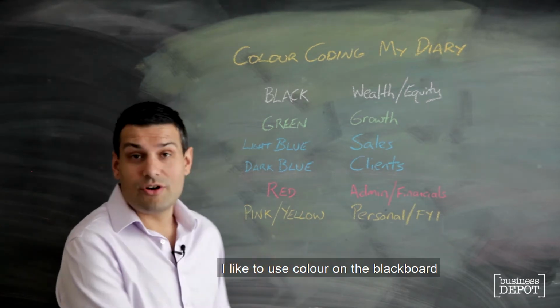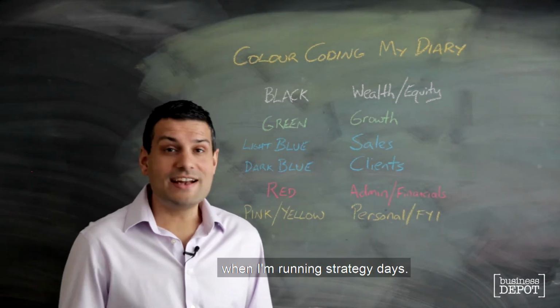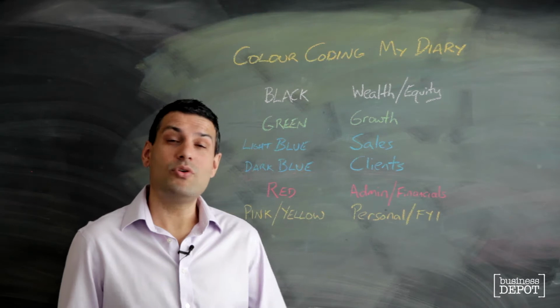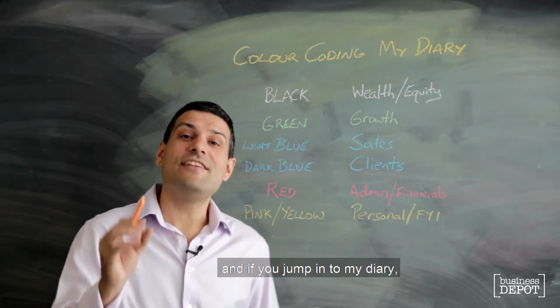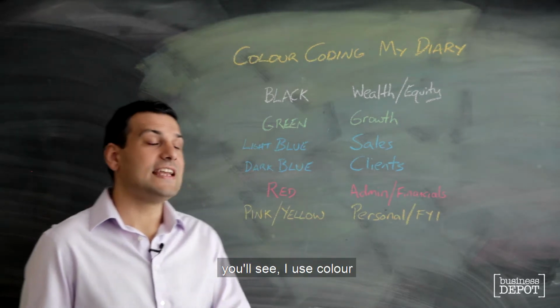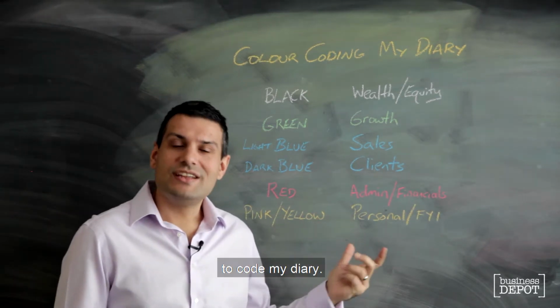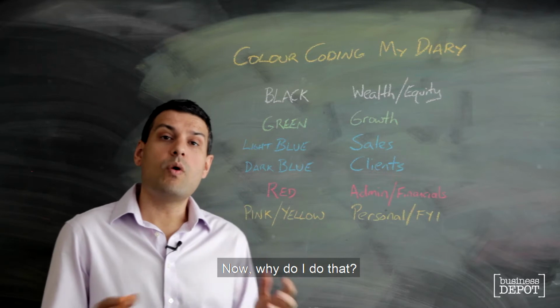By now it's probably clear that I like to use colour. I like to use colour on the blackboard. When I'm running strategy days, I like to use colour on the whiteboard. If you've ever seen me take notes, you know that I love to use colour when I'm taking notes. And if you jump into my diary, you'll see I use colour to code my diary. Now, why do I do that?